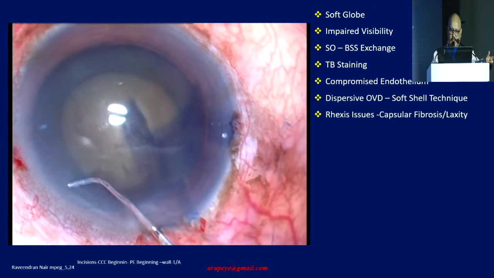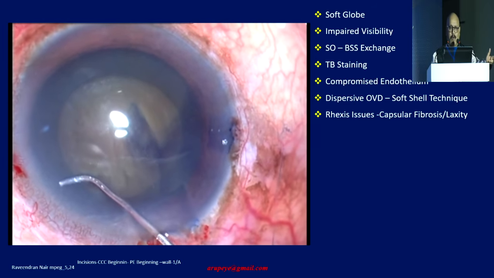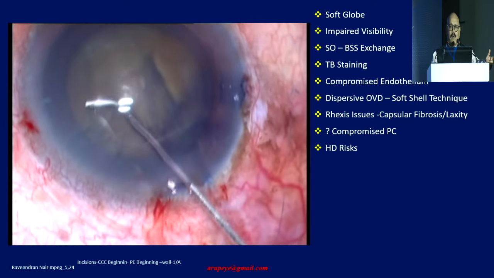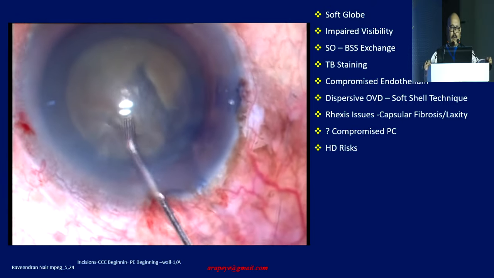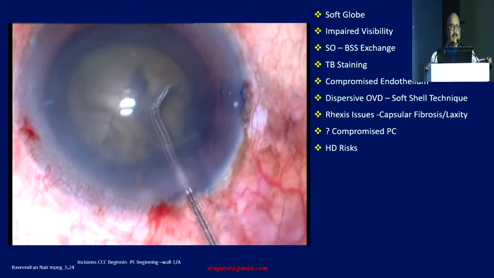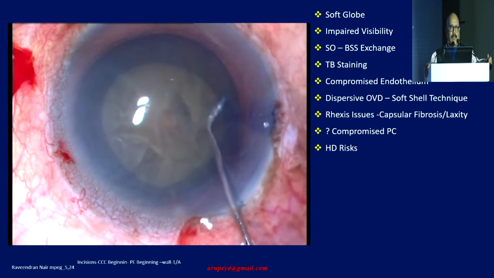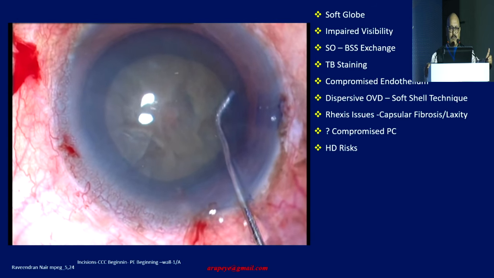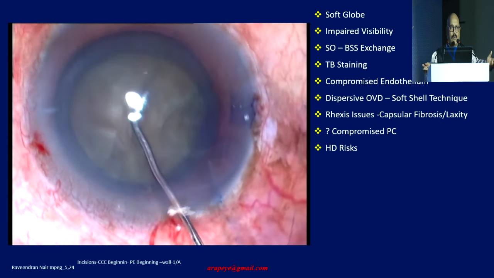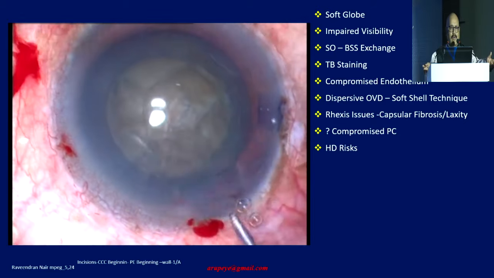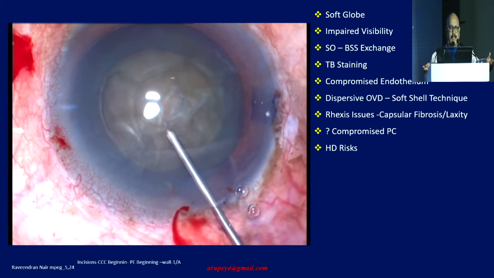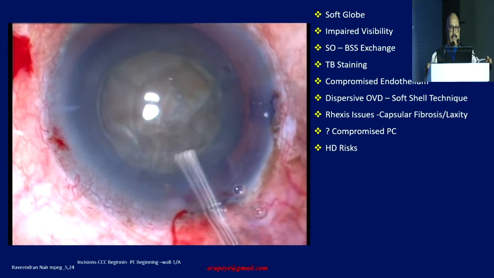Now, this is a decent rexis, and then a cortical cleaving hydrodissection. One has to be very careful while performing cortical cleaving hydrodissection because some of these patients may harbor a pre-existing posterior capsular defect, not because of the instrument touch to the posterior capsule. So if you're not careful, if I know that there is a defect, then I would not use a cortical cleaving hydrodissection.